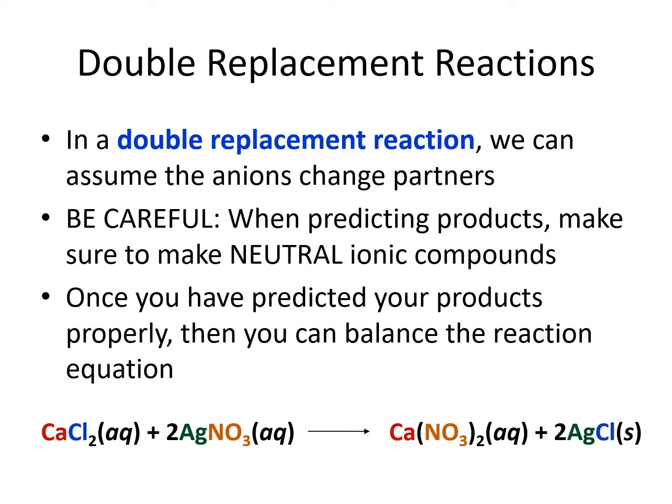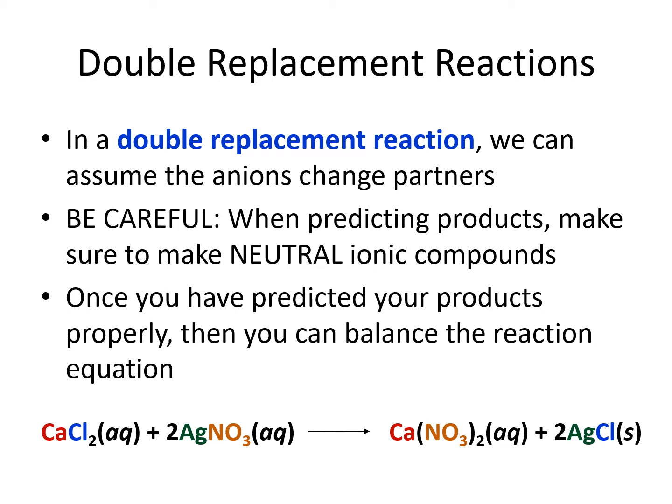Use your crisscross rule the same as you would when you're identifying the formula of an ionic compound. If we have calcium ions which have a +2 charge and nitrate ions which have a -1 charge, we crisscross them. The 2 from the calcium goes next to the nitrate, and the 1 from the nitrate goes down next to the calcium. First, we make sure our ionic compounds are neutral overall. Then we can worry about balancing the reaction after we know our products.